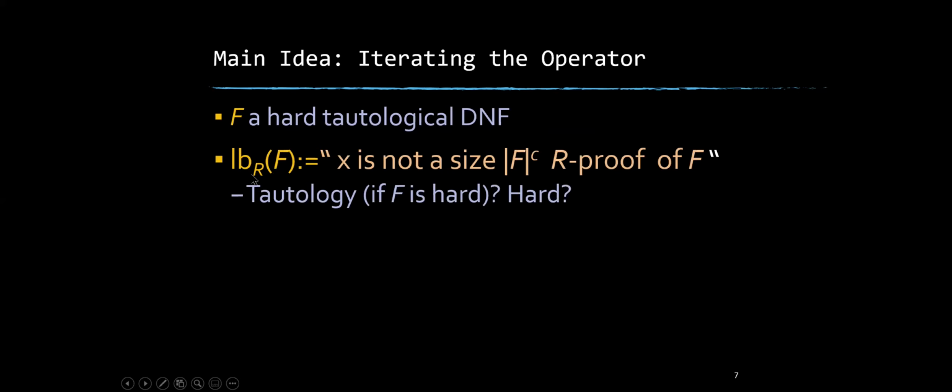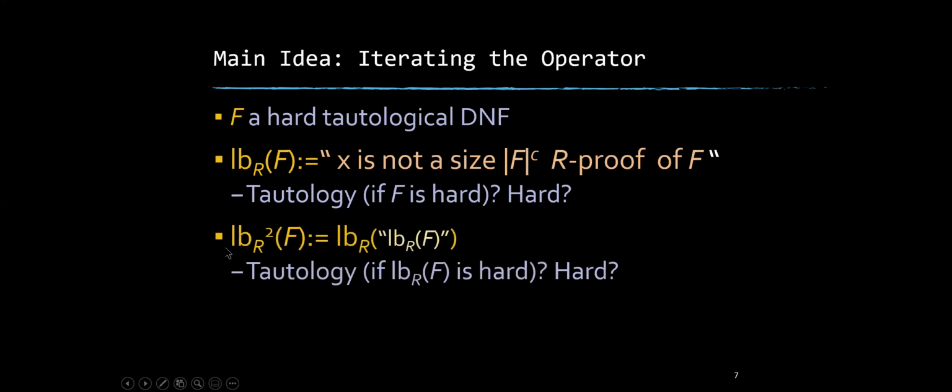So if we apply it once, what we get is the following. Of course, this DNF says that there are no small size R proofs of F. So if this is hard, we know that this is indeed a tautology by definition or construction. But we don't know that it is hard. Maybe it is a tautology, but actually there is a small proof, or short proof, in R of the fact that there is a lower bound for F in R.